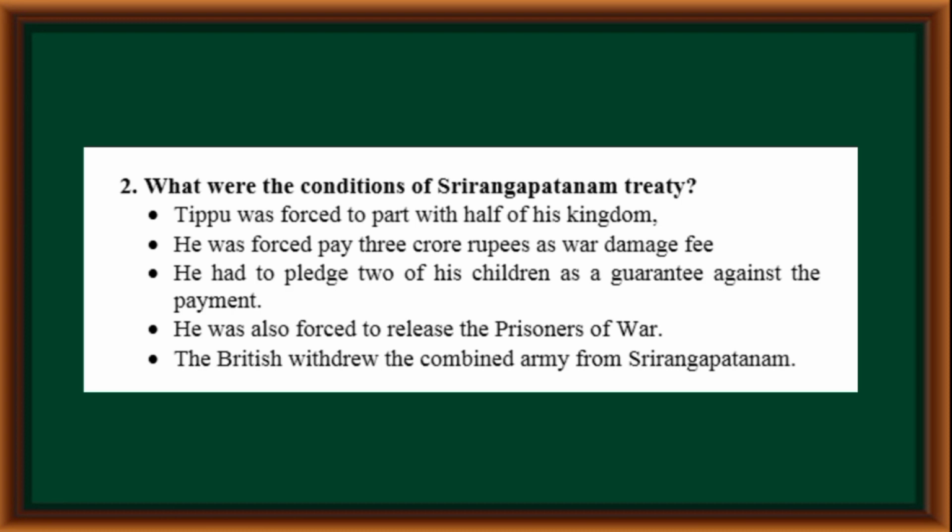What were the conditions of the Srirangapatna Treaty? Tipu was forced to part with half of his kingdom. He was forced to pay 3 crore rupees as war damage fee. He had to pledge two of his children as guarantee against the payment. He was also forced to release the prisoners of war. The British withdrew the combined army from Srirangapatna.